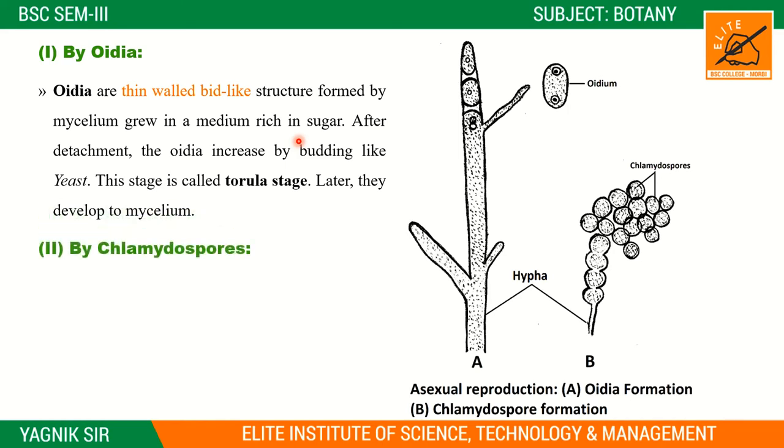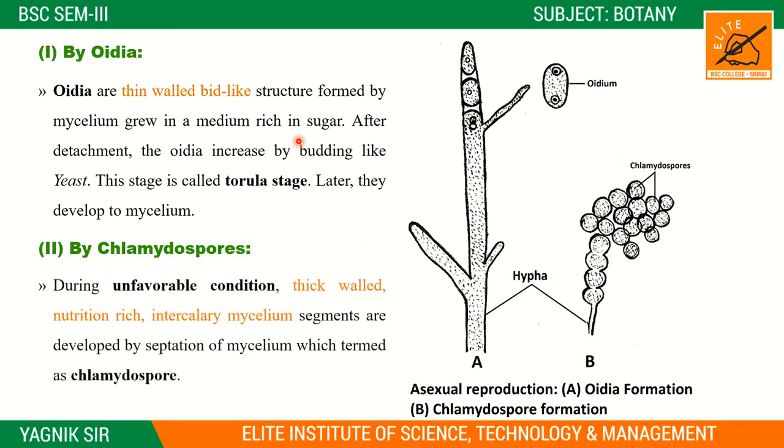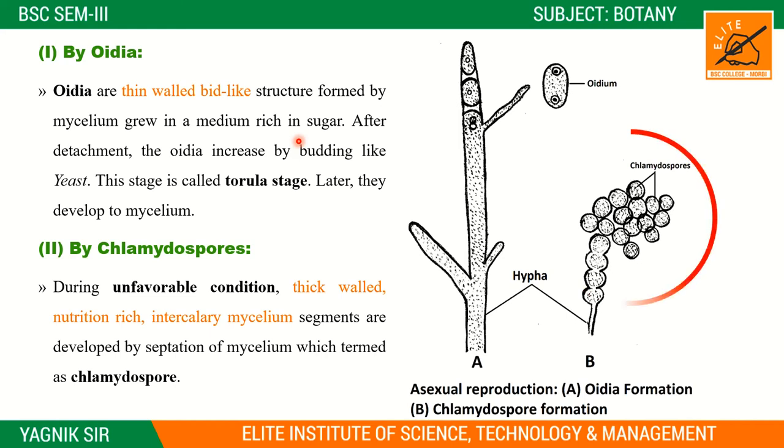Then another method is the chlamydospore. During unfavorable conditions, thick-walled, nutrition-rich intercalary mycelial segments are developed by the septation of the mycelium, which is termed a chlamydospore. It is similar to the other methods, but chlamydospores are developed only in unfavorable conditions. It has some important characteristics.